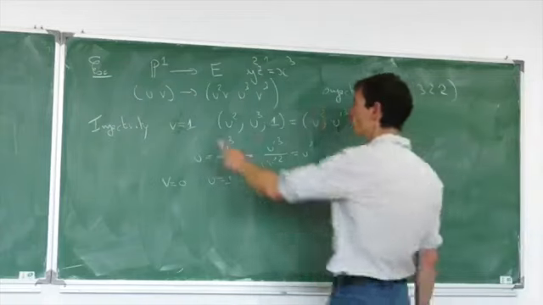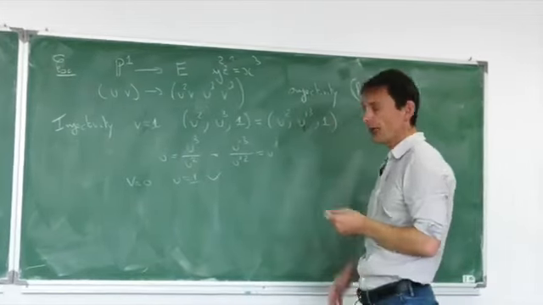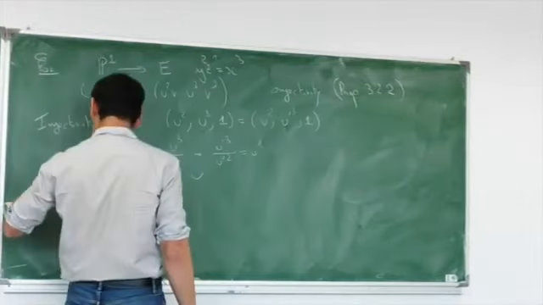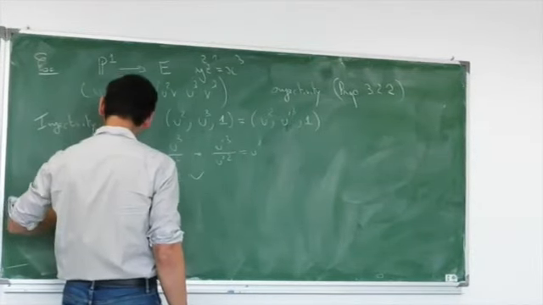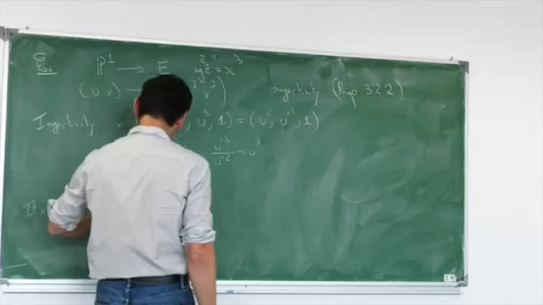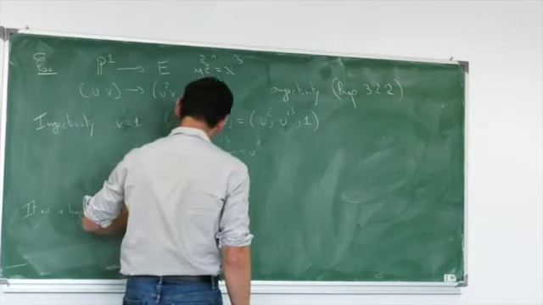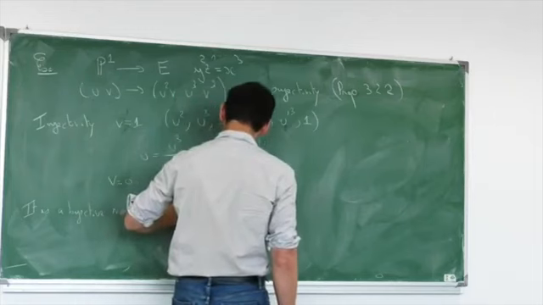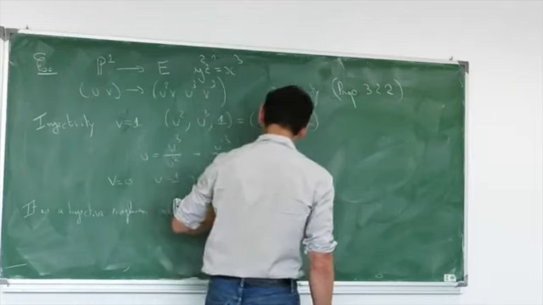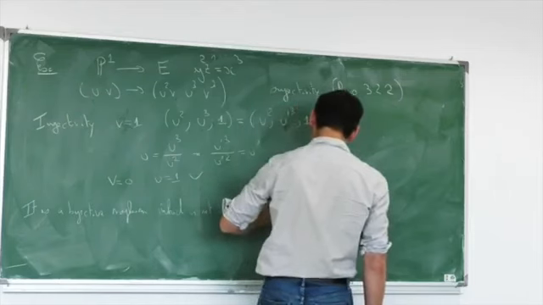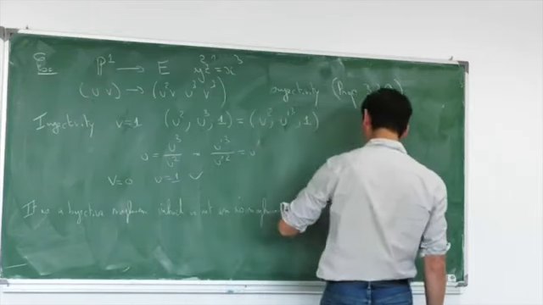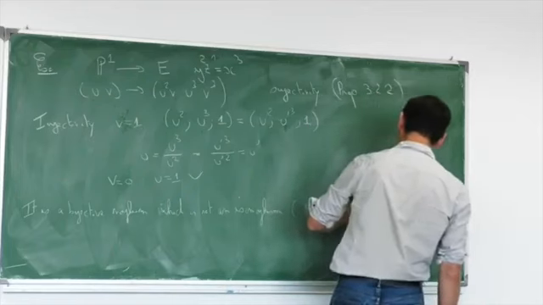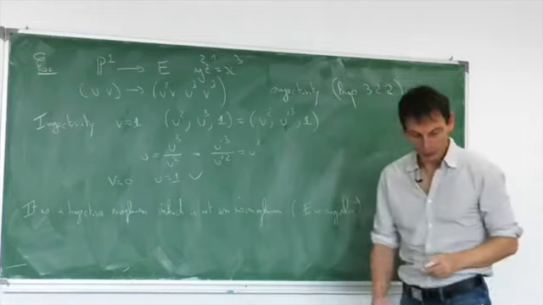P1 is smooth, so this is always a morphism, but it is not an isomorphism. Remember, E is singular, so it is a bijective morphism which is not an isomorphism, because E is singular. Okay, so it's not enough.